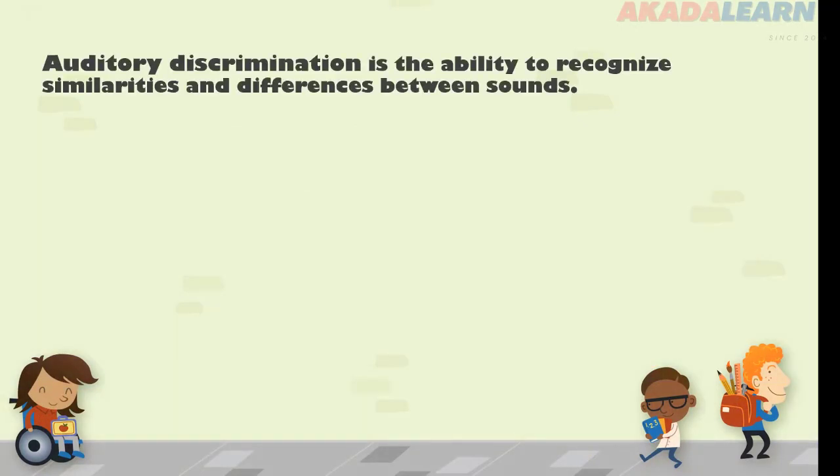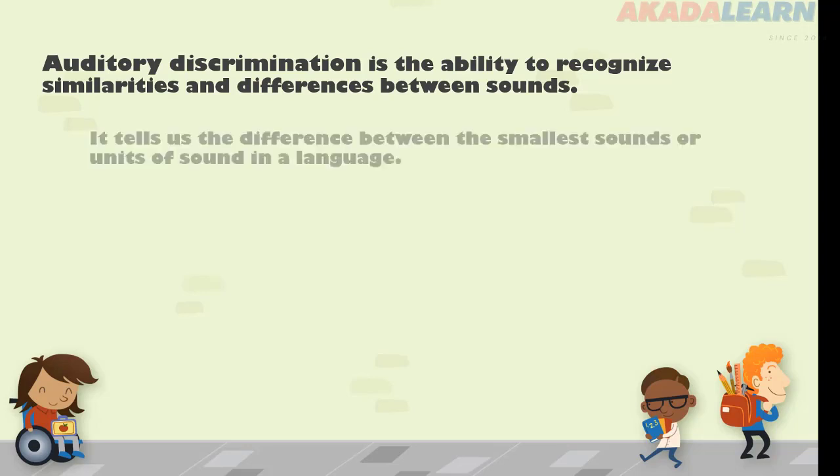Auditory discrimination is the ability to recognize similarities and differences between sounds. Let me say that again. Auditory discrimination is the ability to recognize similarities and differences between sounds. It tells us the difference between the smallest sounds or units of sound in a language.